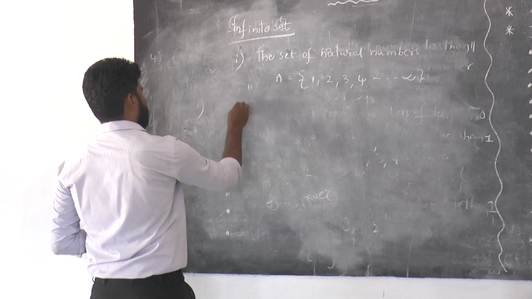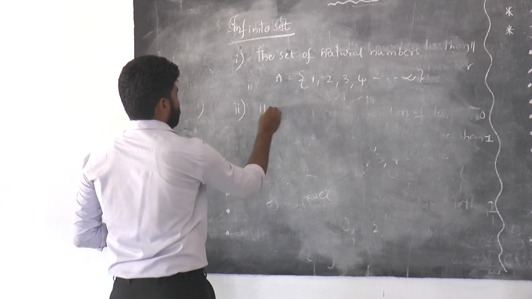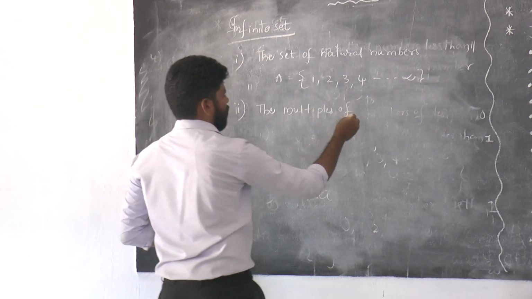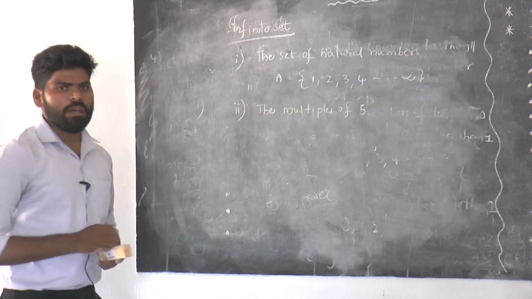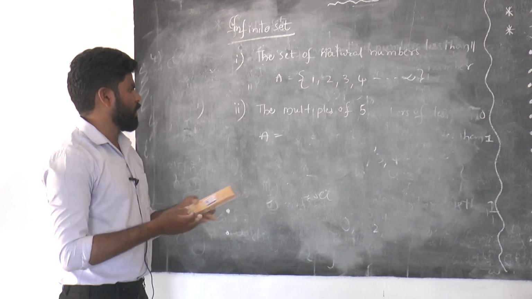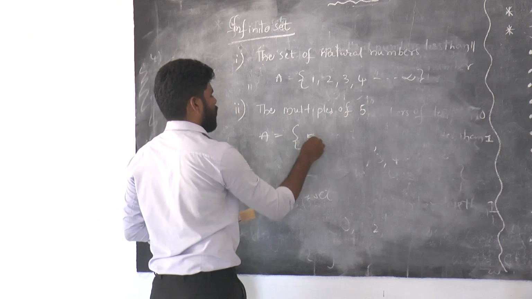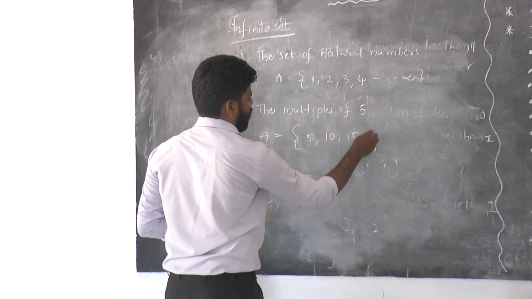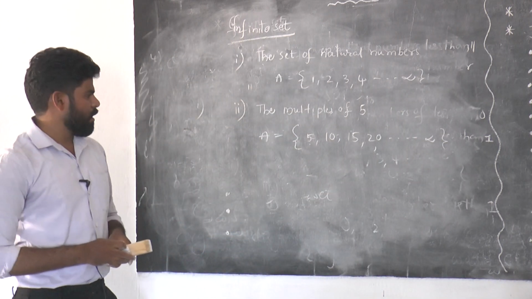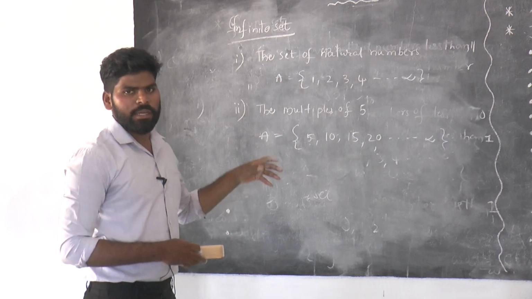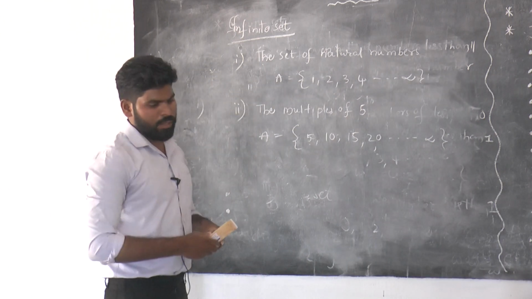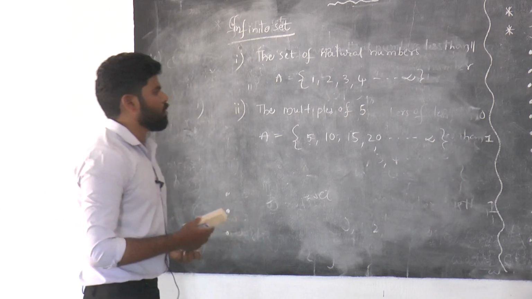So let's take one more example. The multiples of 5. You know what multiples are? It's like a table. So 5 comma 10 comma 15 comma 20 up to infinity. So this is also an infinite set. These are finite and infinite sets. Okay, clear? Next we are going to equal sets.